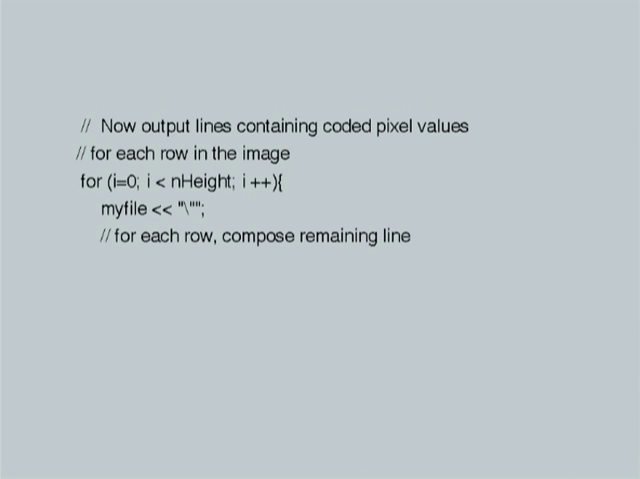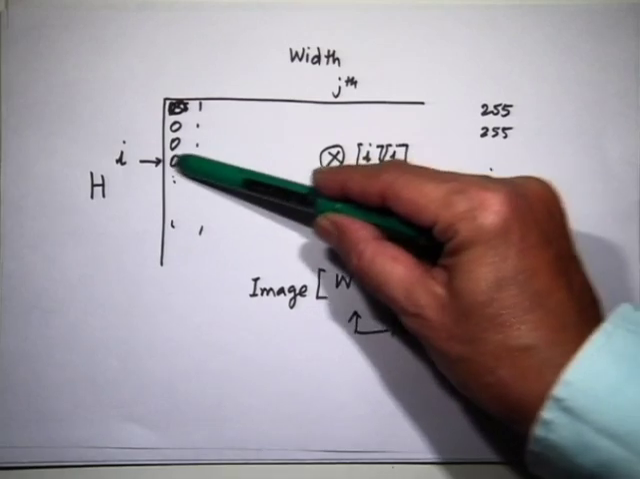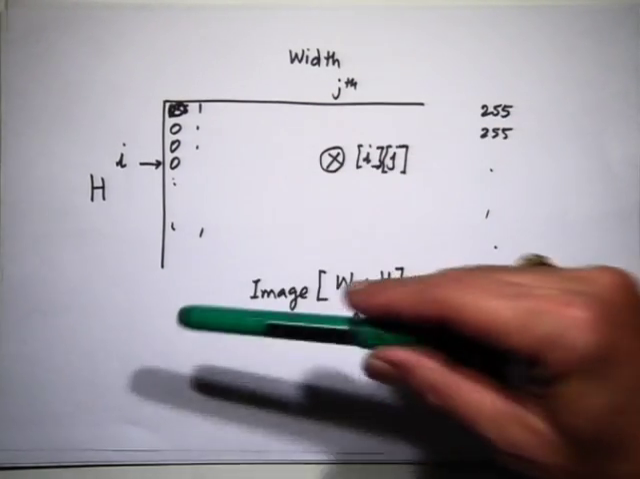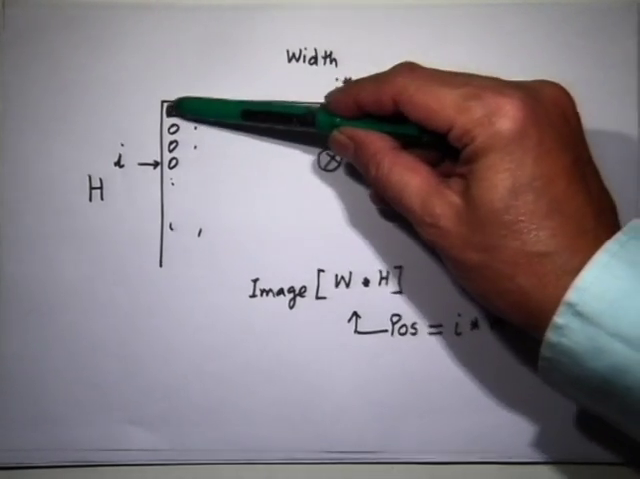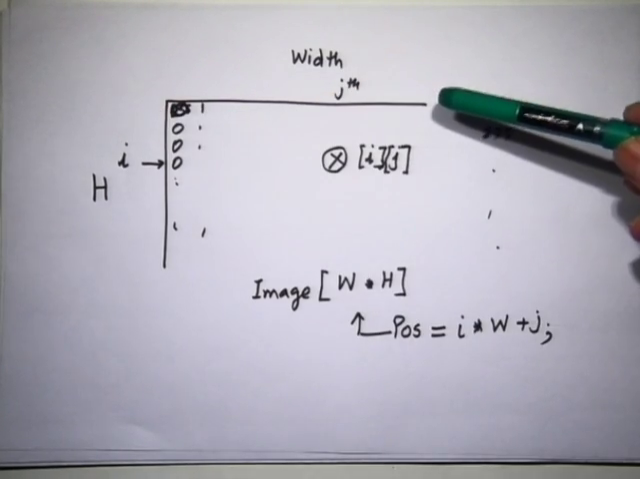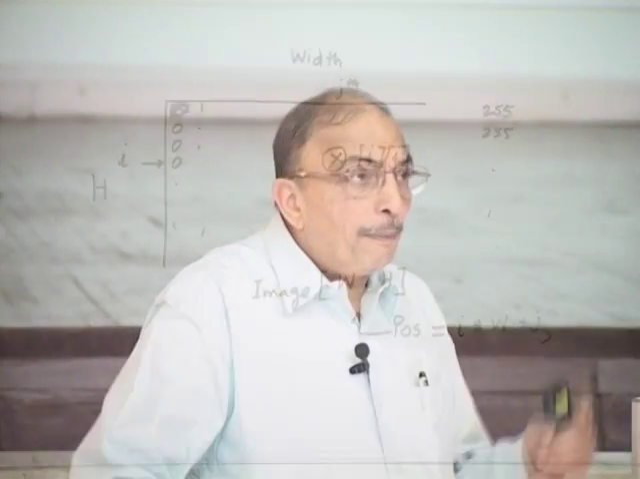Now I have to output the lines containing the coded pixel values for each row in the image. So I now scan the image for i equal to 0 to n height, which is the height. Notice that when we had seen here, I want to write this row first, then this row, then third row, and so on, till all the height rows are written. So one row at a time, and each row has to be represented by a 2-character color code for each pixel. Since I have 256 pixels or n width pixels, I will write n width pairs of characters. These are to be preceded by an opening double quote, and succeeded by a closing double quote and a comma.